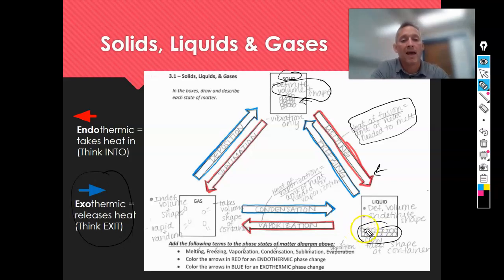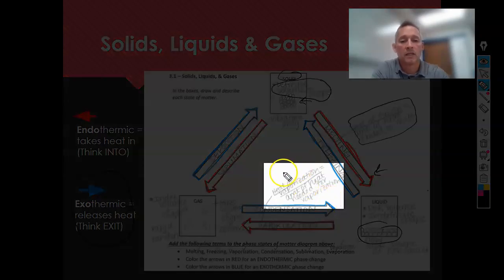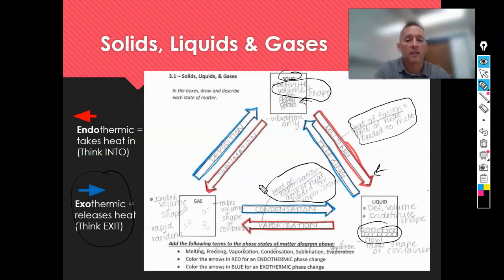Now we can also add a little bit more heat to this, and this heat is called the heat of vaporization. It's the amount of heat needed for vaporization or for that liquid to evaporate completely. So the heat of vaporization is applied and we turn it into a gas.